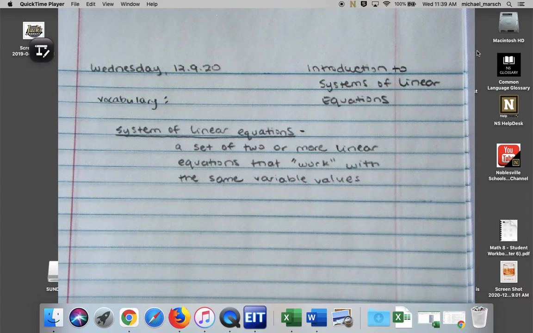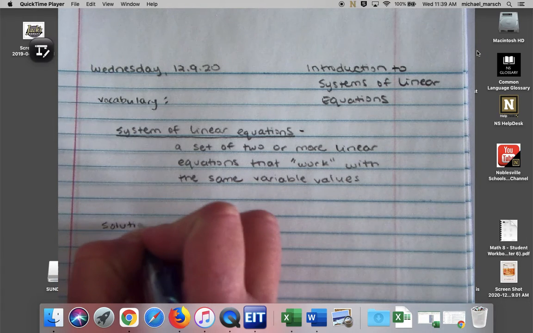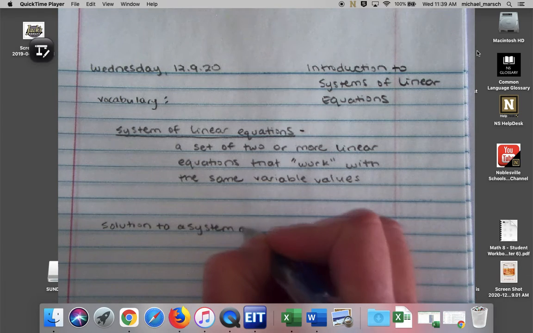So we'll keep our thoughts and opinions to ourselves. Okay, so a system of linear equations is a set of two or more linear equations that "work" with the same variable values. I put the word work in air quotes because I mean that both equations will be true with just one ordered pair of an x and a y. So that one ordered pair of an x and a y is a solution to a system of linear equations.